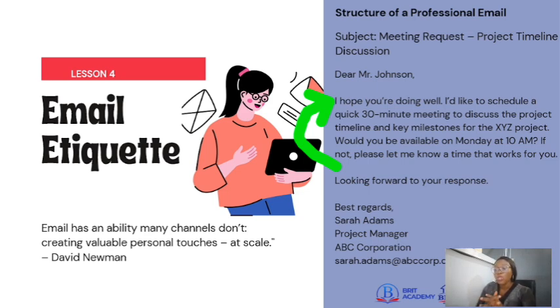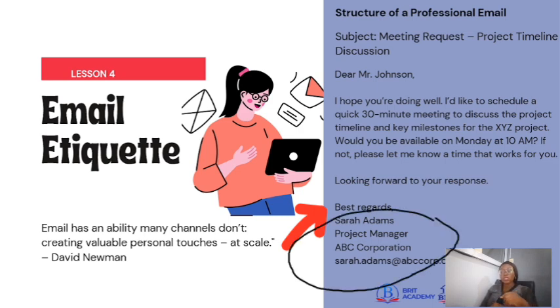Looking at this email, the body should also state clearly what you want the person to do after reading your email. The person ended with, "If not, please let me know a time that works for you. Looking forward to your response." This states a clear, good call to action. What exactly you want people to do after reading your mail should be stated in the mail. And lastly, you end with "Best regards," then you state your name, your designation, the company, and all of that. So this is a good example of a professional email.